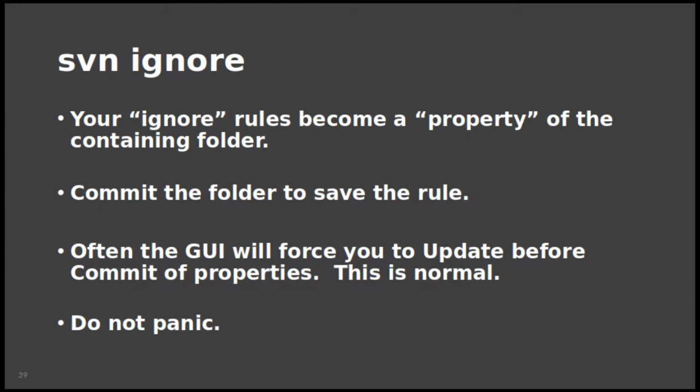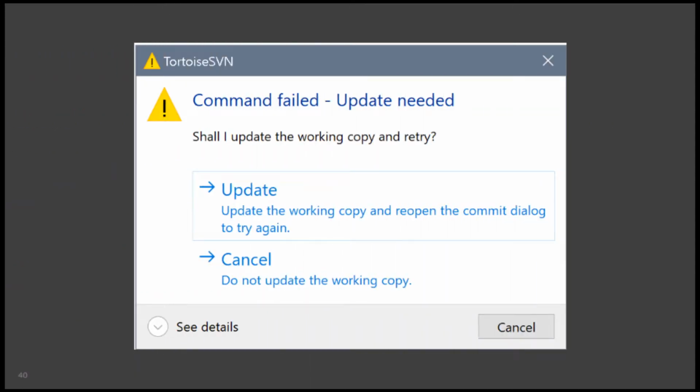Ignore rules become a property of the containing folder. We will show you what happens as you commit your ignore rules. Right after you commit an ignore rule, very often the Tortoise GUI will ask you to update. This is completely normal. The default choice is update. You should just use that. Just click Update.